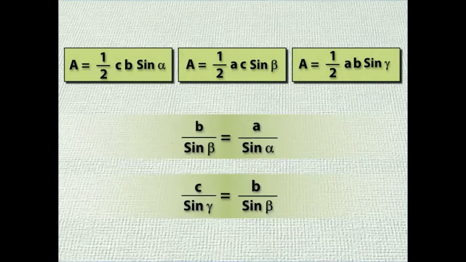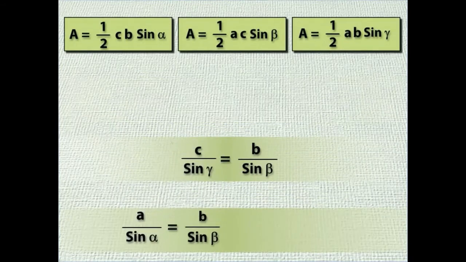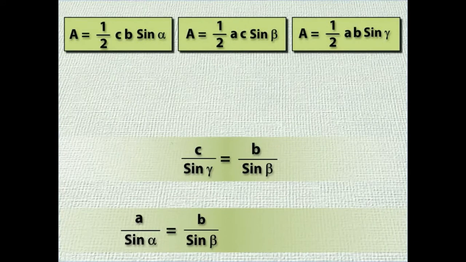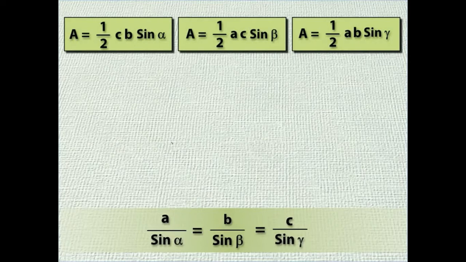The two equalities help us to derive that A upon sine alpha is equal to B upon sine beta is equal to C upon sine gamma.